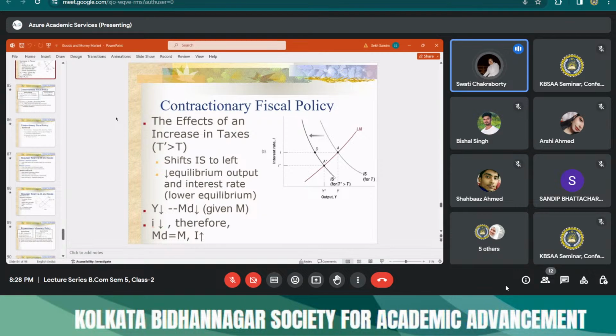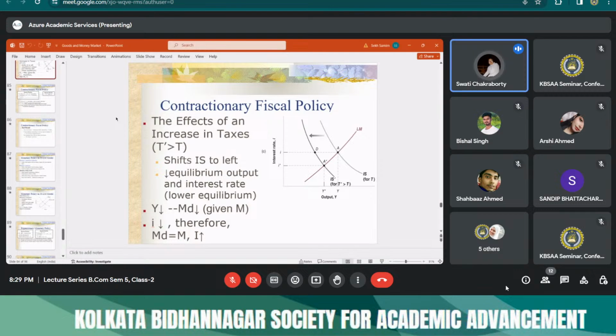Now when the rate of interest goes down, that affects the goods market. It means two things: you are encouraging people to hold more money and sell off the assets, and on the other hand, you are encouraging the firms to borrow more loans because they will be borrowing at a lower rate of interest.